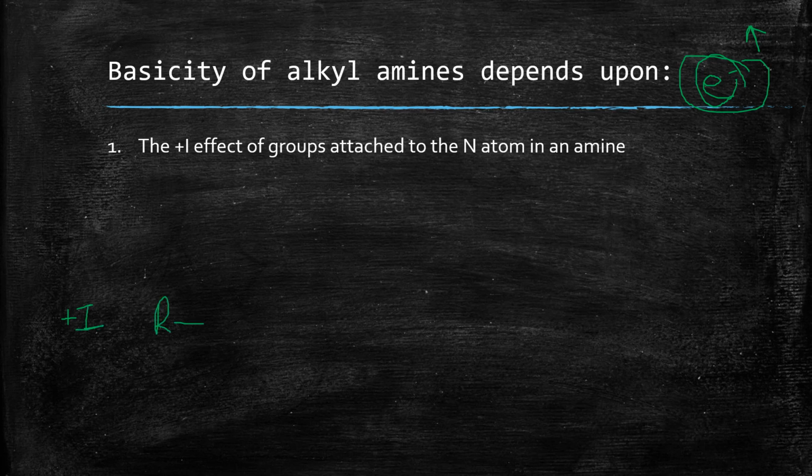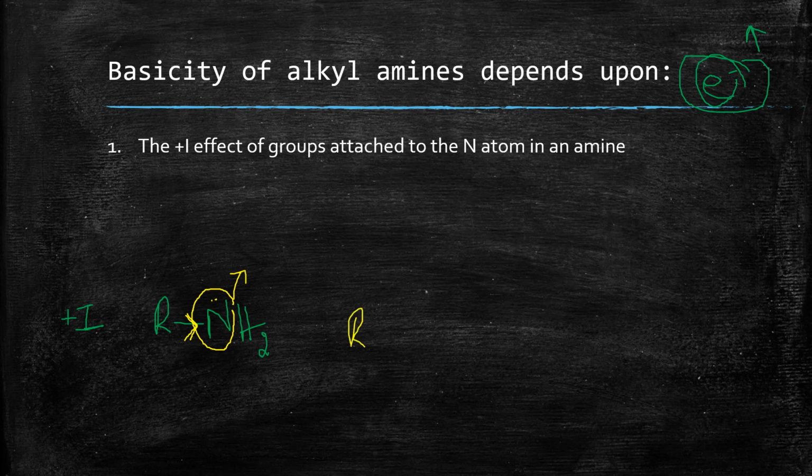For example, this is RNH2. This R will be pushing electrons to this nitrogen, as a result of which the electron density on this nitrogen will increase, so its basicity will increase.